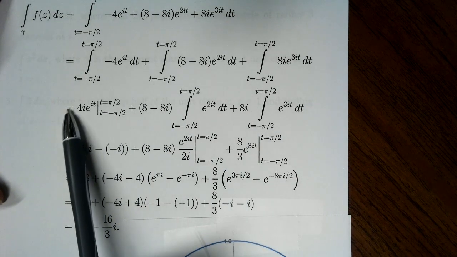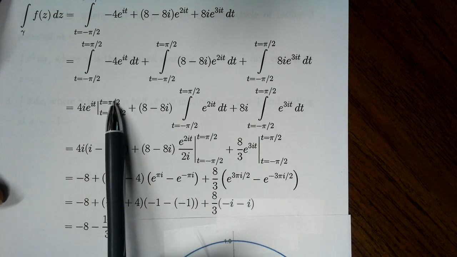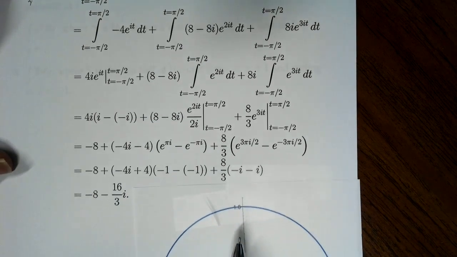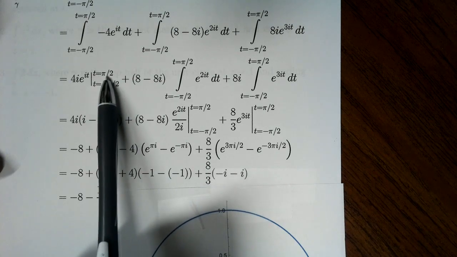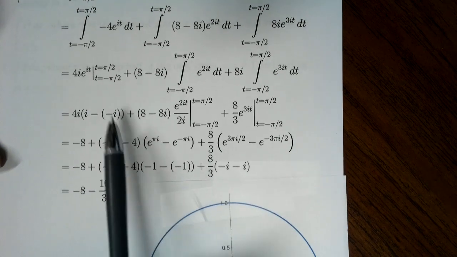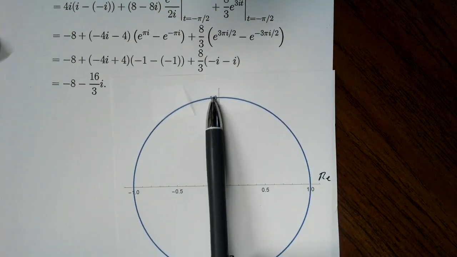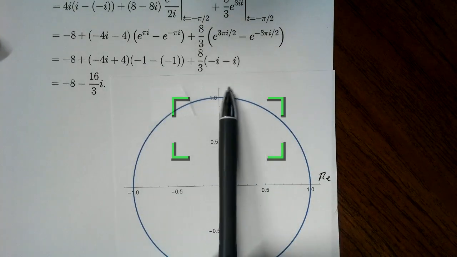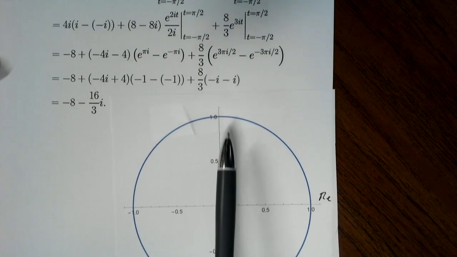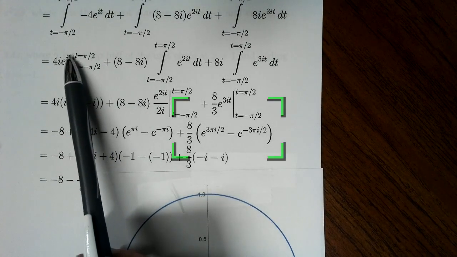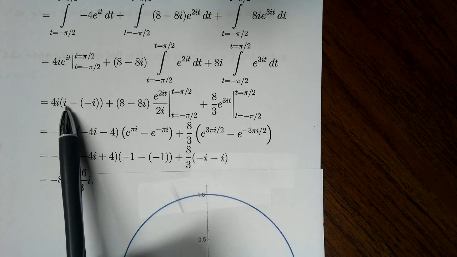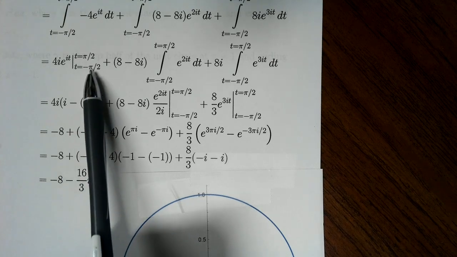Now, let's take e to the it and substitute in these endpoints. Here's where we're going to have to use the unit circle. If t is pi over 2, I have e to the i pi over 2, which is up here on the unit circle on the complex plane. That corresponds to i. So when I substitute pi over 2 into this, e to the i pi over 2 is i.